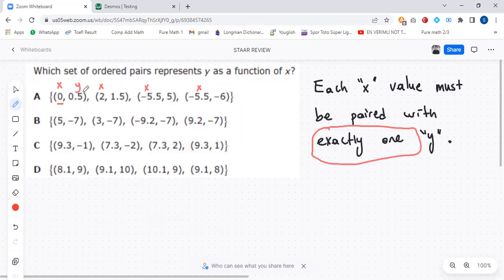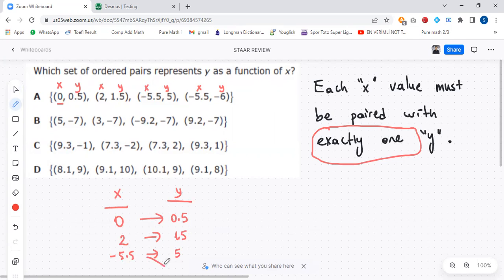The second values are the y values, right? These are the y values. So let me write the x values right here and y values right here. So we are going to pair them. So 0 is paired with 0.5. 2 is paired with 1.5. Negative 5.5 is paired with 5. And negative 5.5. So we already have negative 5.5 here. We are not going to write that twice.